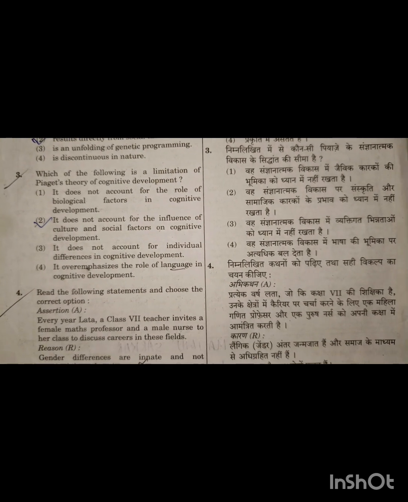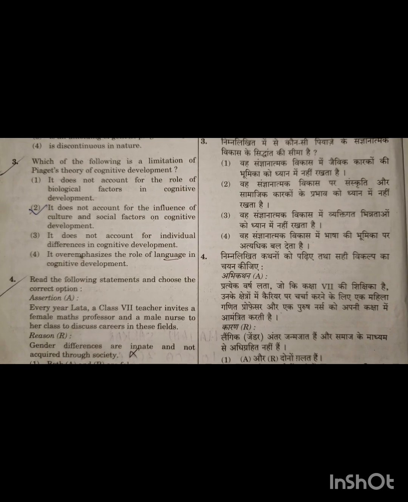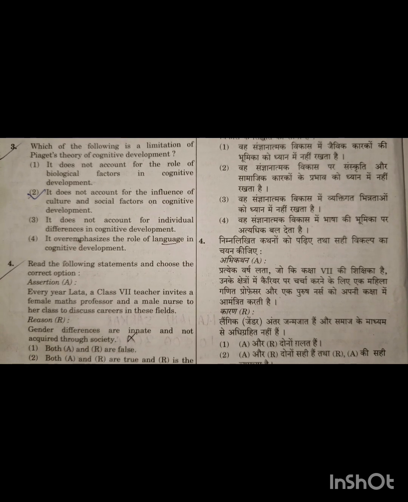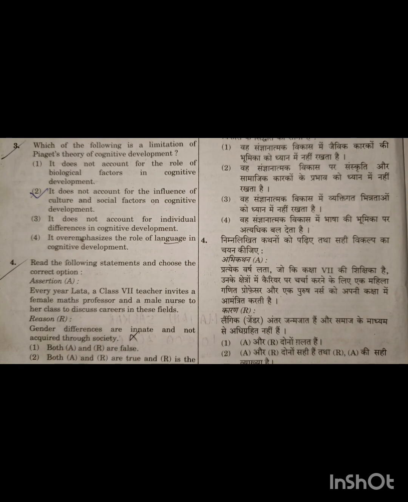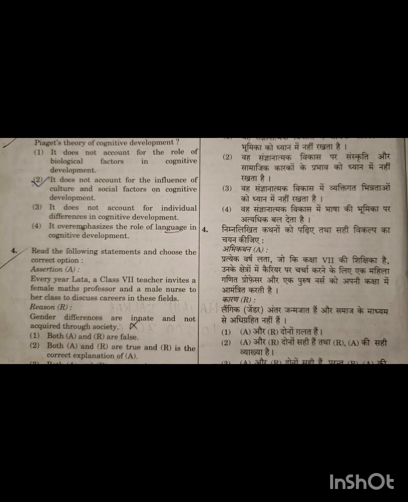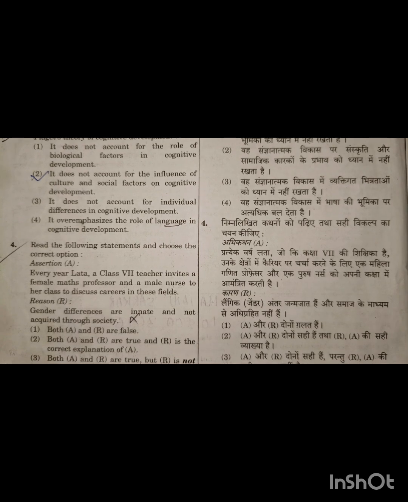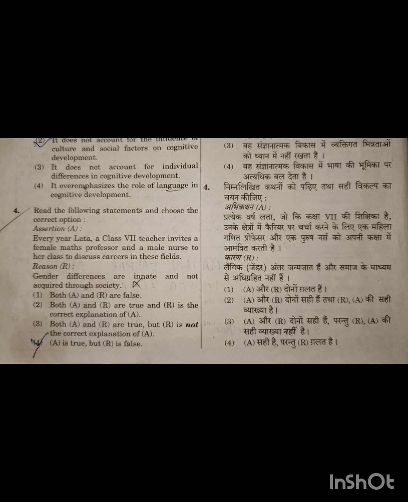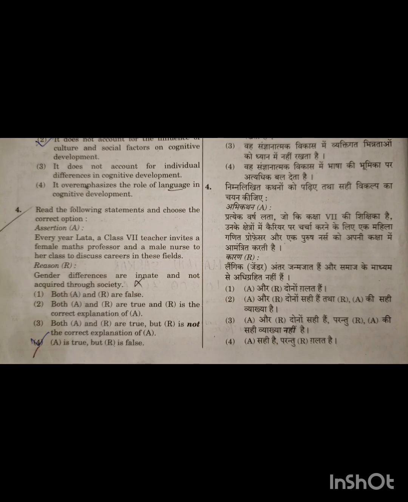Next question. Read the following statement and choose the correct option. Assertion and reason. Assertion: every year Lata, a class 8 teacher, invites a female maths professor and a male nurse to her class to discuss careers in this field. Reason: gender differences are innate and not acquired through society. The correct option is fourth: A is true but R is false.